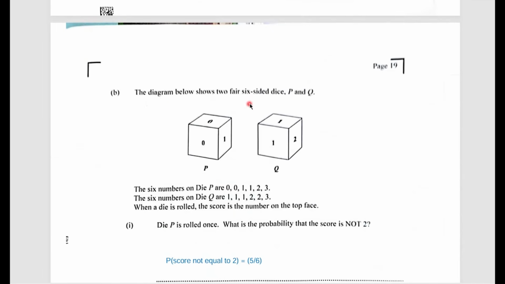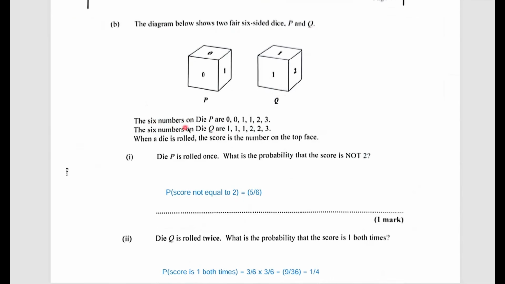Part B. The diagram below shows two fair six-sided dice, P and Q. The 6 numbers on die P are as follows: you can see 0, 0, 1, 1, 2, 3. The 6 numbers on die Q are 1, 1, 1, 2, 2, 3. When a die is rolled, the score is the number on the top face. So die P is rolled once. What's the probability that the score is not 2?